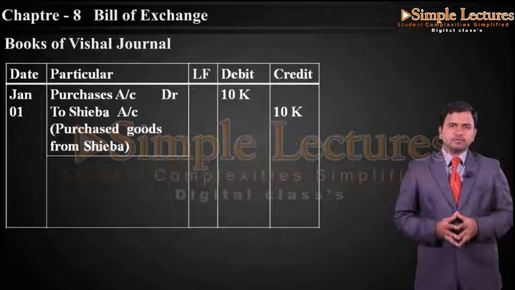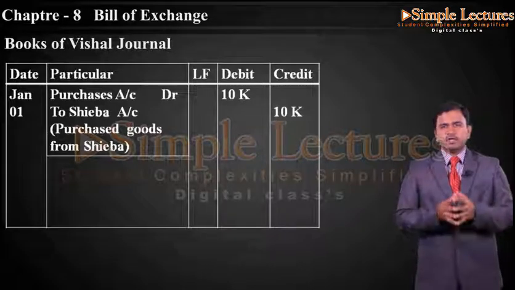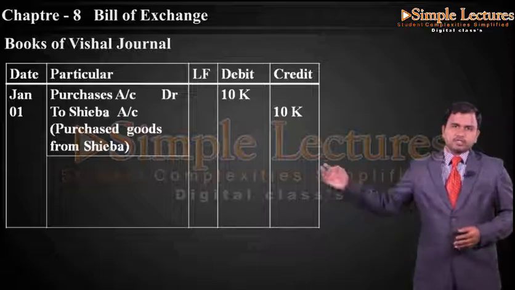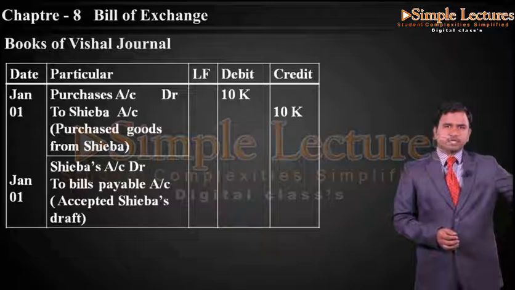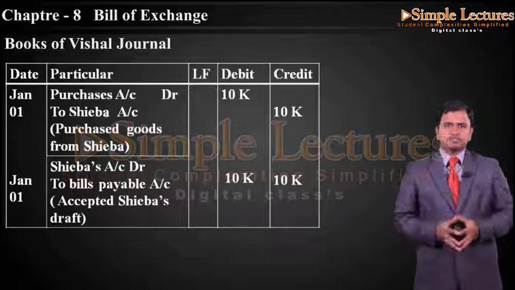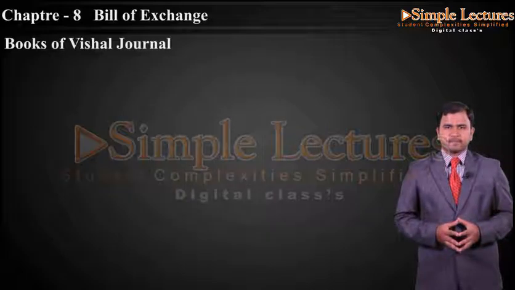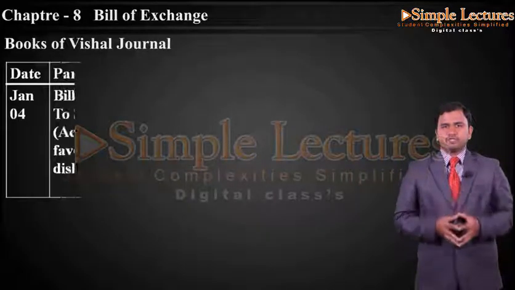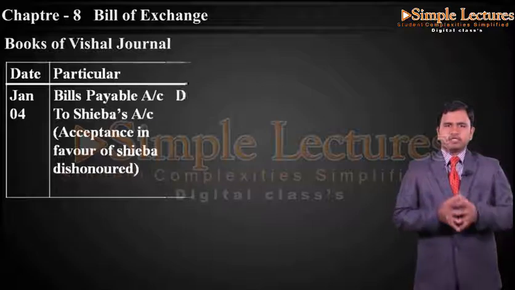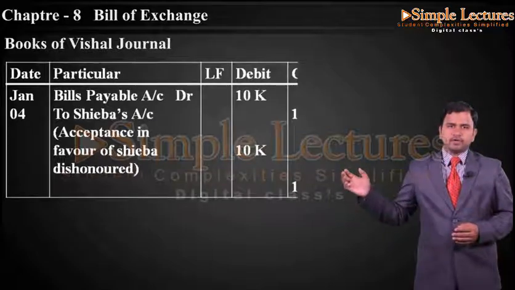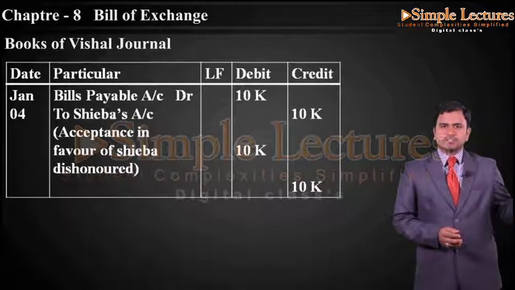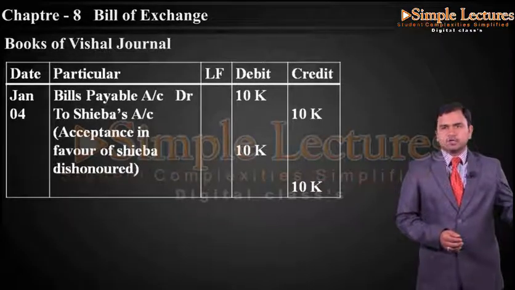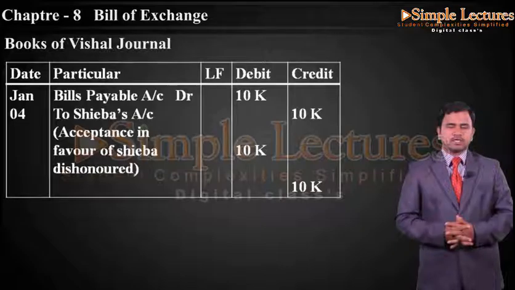And the second entry will be for the acceptance of bill, or it will be called a draft, Sahiba's account debtor to bills payable account, 10,000 debit and 10,000 credit. And the narration will be accepted Sahiba's draft. And the third entry will be for the dishonored bill, where the entry will be bills payable account debtor to Sahiba's account, and the narration will be acceptance in favor of Sahiba dishonored, 10,000 debit and 10,000 credit.